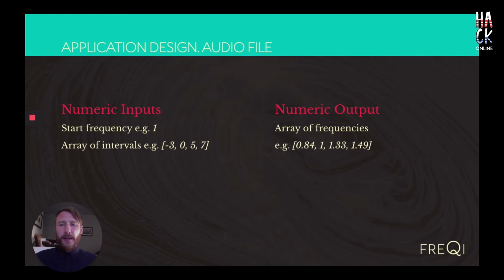And this is an example of what happens when you give Freqi a frequency of 1, which is the playback rate of an audio file. So you can give it this array of intervals, and out of the other side you get your array of frequencies. So that is basically all it's supposed to do in its most simplistic way. But of course, when you're making anything like this, it's never entirely simplistic, is it?